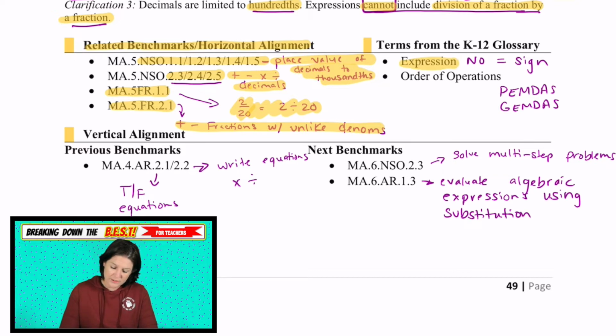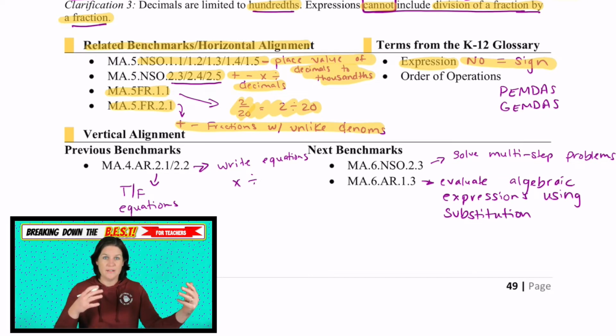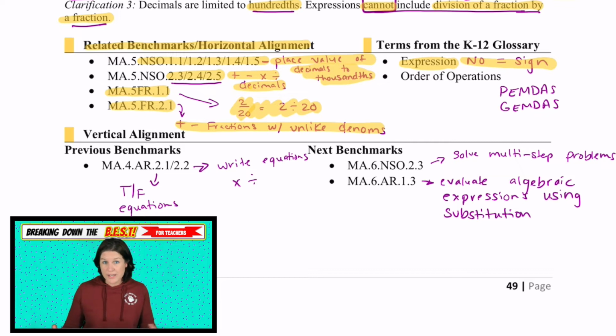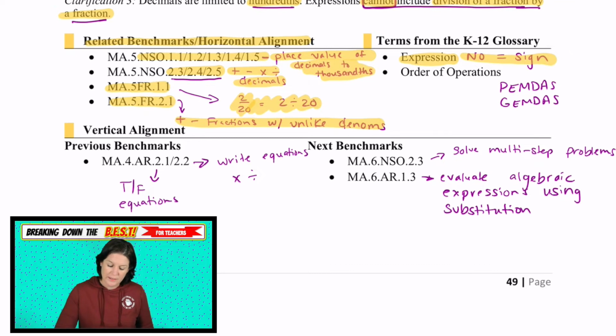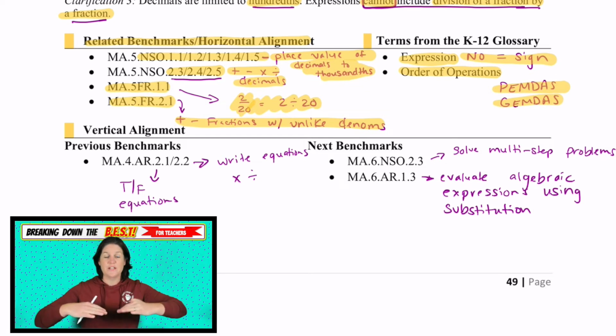Some terms that you need to know. Expression means that there is no equal sign present. A lot of times when we are evaluating expressions, we're solving for it, but there is not an equal sign to begin with. We just have numbers and operations. If we have an equal sign, it's no longer called an expression, but it's called an equation. And the order of operations, some people refer to that as PEMDAS, but again, it just takes you through the steps of parentheses, exponents, multiplication and division, adding and subtracting.